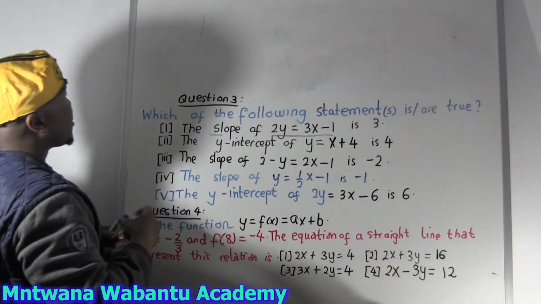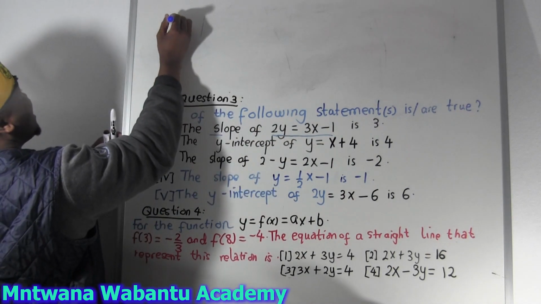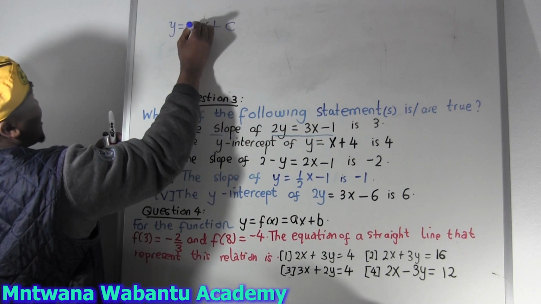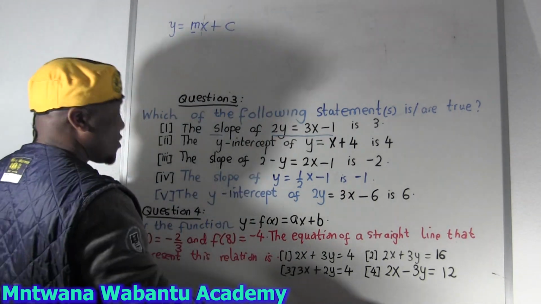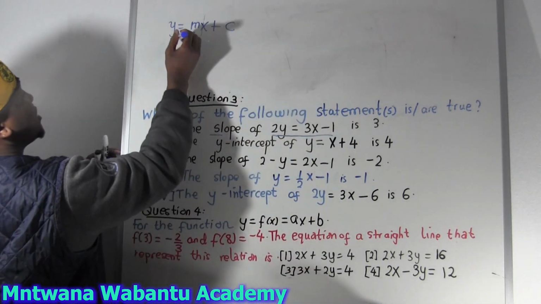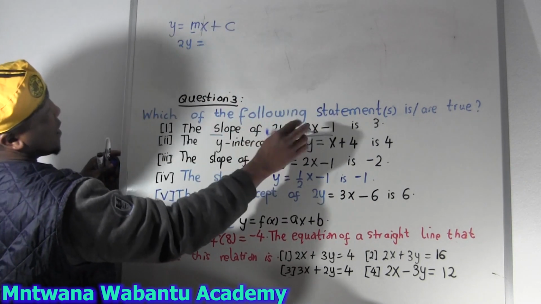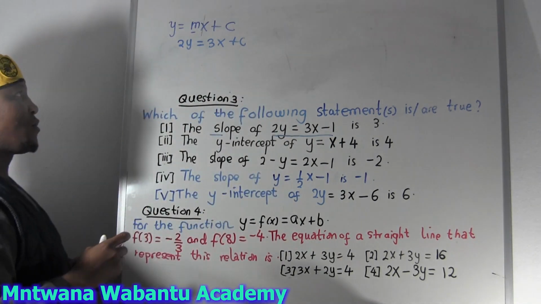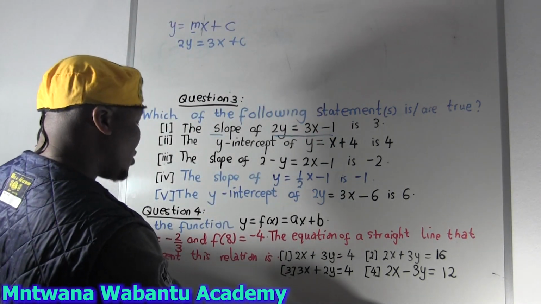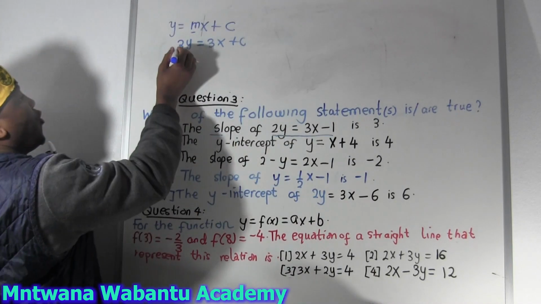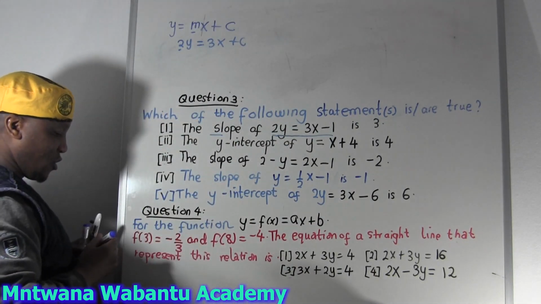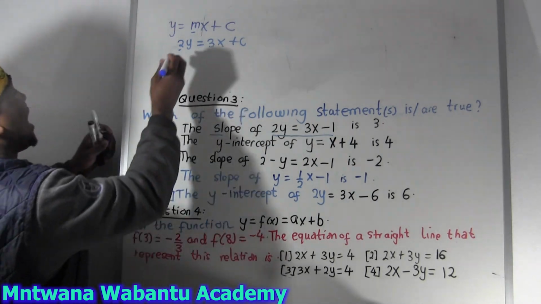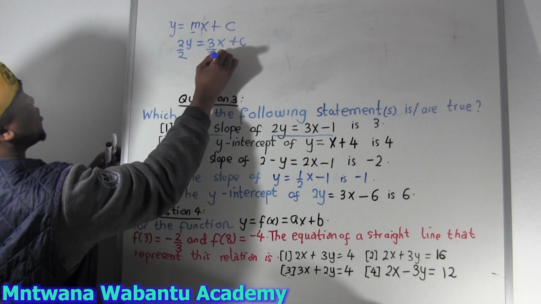We know the standard equation of a line is y equals mx plus c, and this m is the slope. So I'll take my equation, which is 2y equals 3x plus c. Is it a standard form of equation of a line? Not really. You know why? Because we don't need the 2 here. The 2 has to go. So I'll divide by 2 throughout.